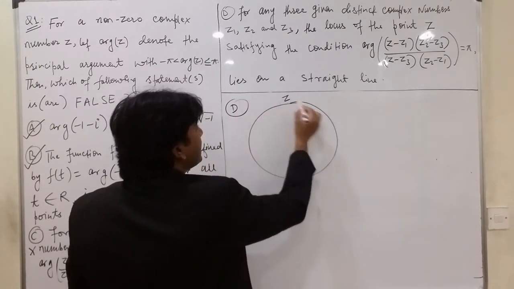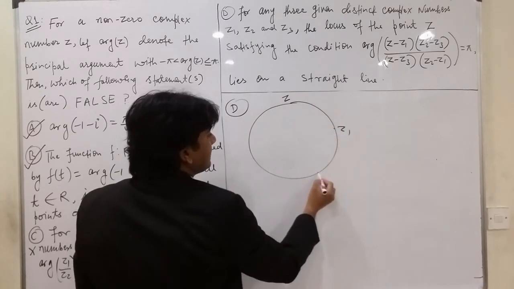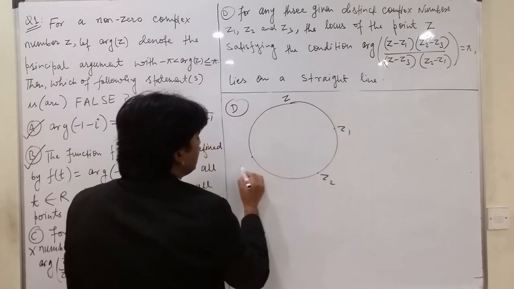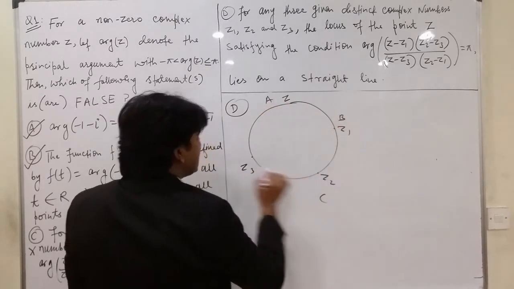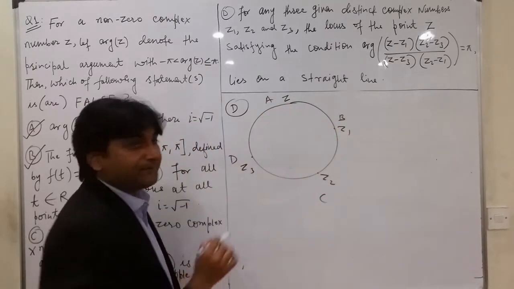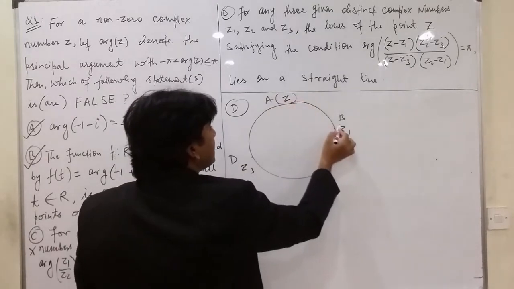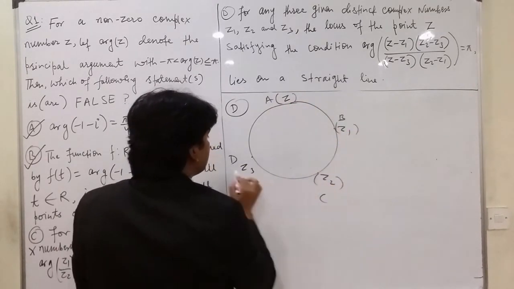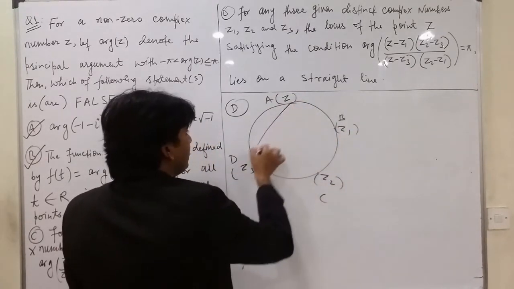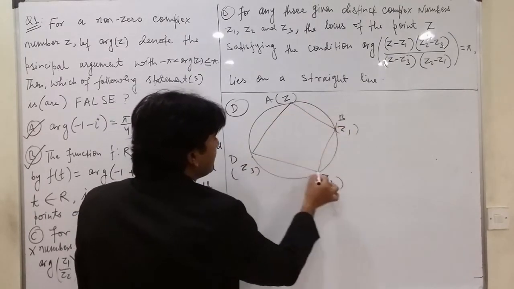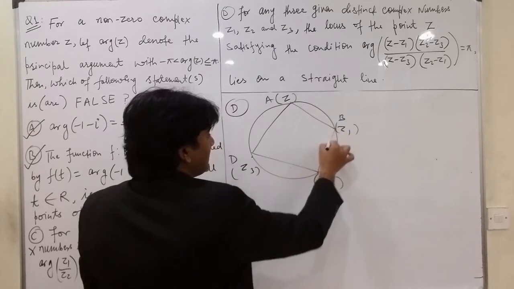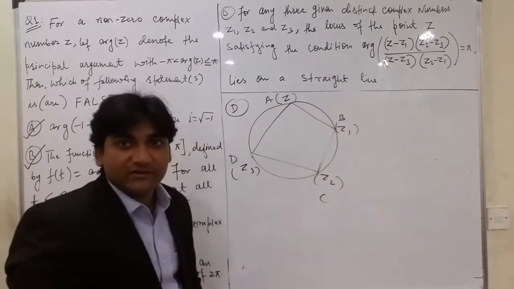Consider any point z here. This is z1, this is z2, this is z3, this is A, this is B, this is C, and this is D. Okay? This is z, this is z1, this is z2, this is z3, and join. So this is a cyclic quadrilateral. This is a cyclic quadrilateral, right?